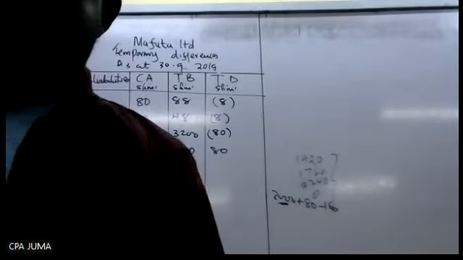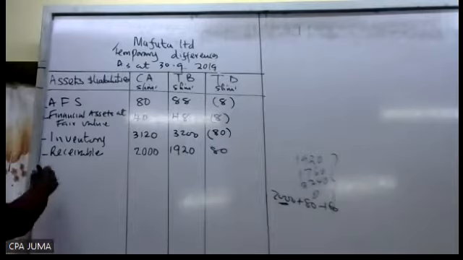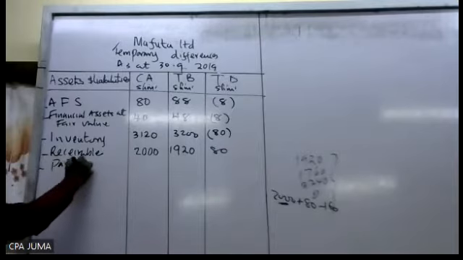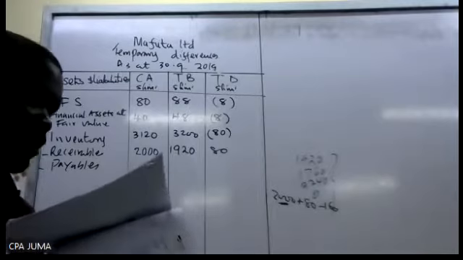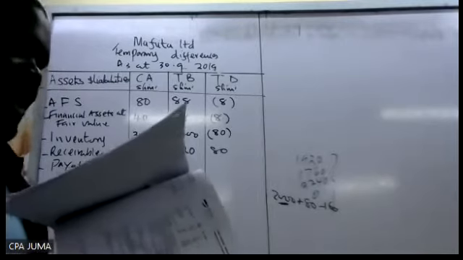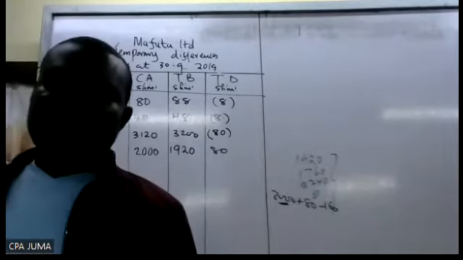Okay, move on. Number 4, trade and other payables. I will just write payables. So payables are stated at 36 after making a provision for discount of 40. Please do that one until the end.